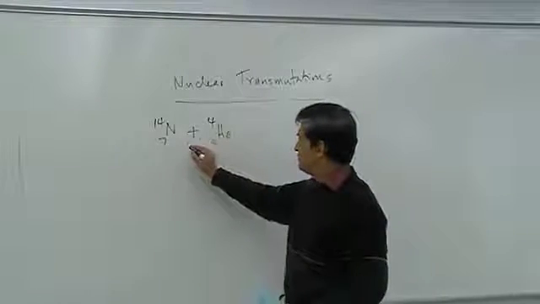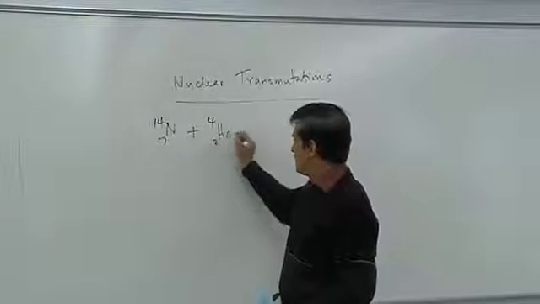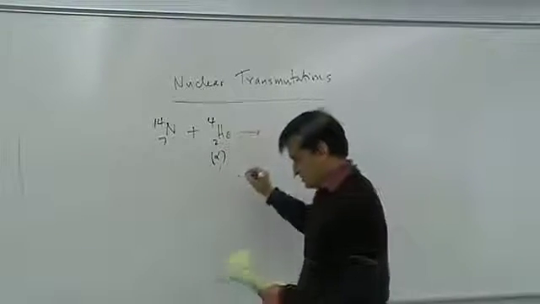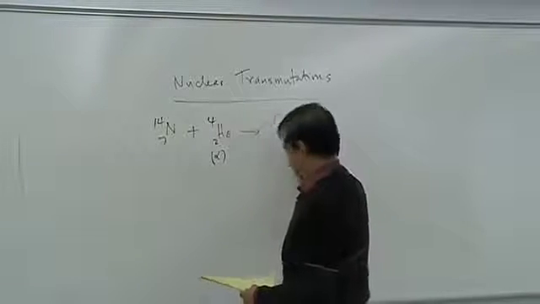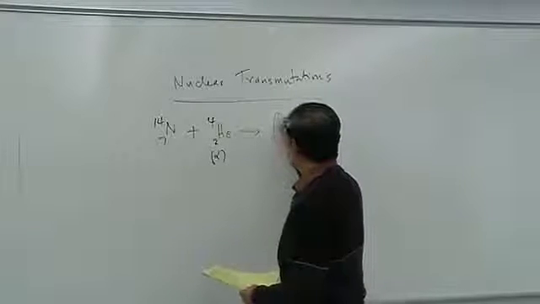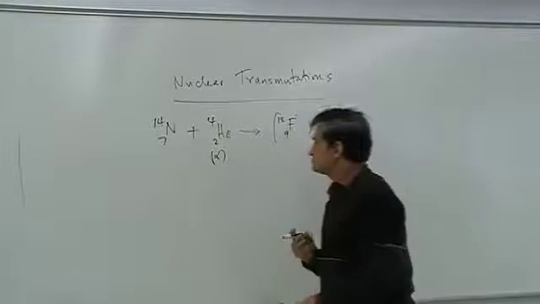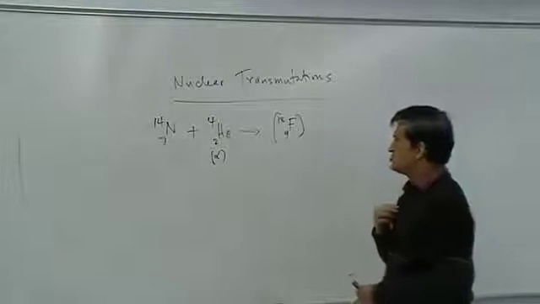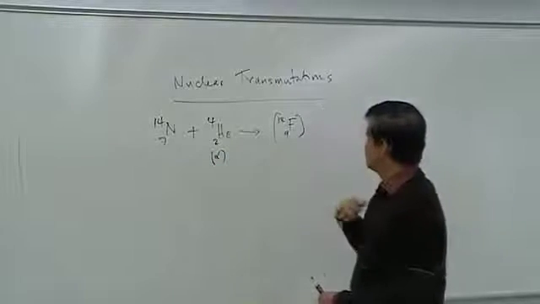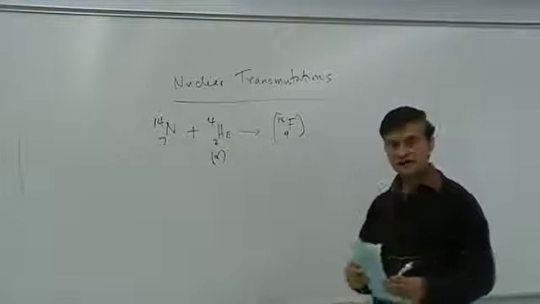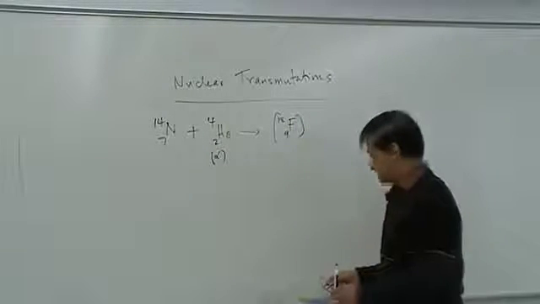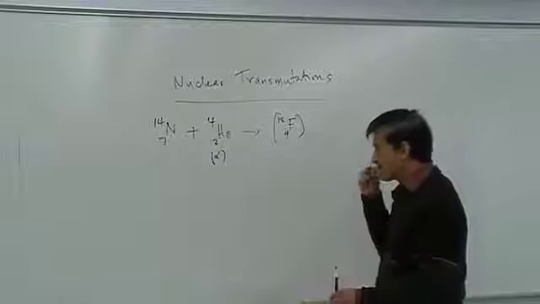I'll give you one example. When you react nitrogen with alpha particle, this is helium-4, 2, same as alpha particle, temporarily you are going to get fluorine 9, and on the top you'd have 18. Now what you need to do is add up these bottom numbers, that gives you 9, and atomic number 9 is fluorine. Make sure you have a periodic table with you. 14 plus 4, that's 18. That's the mass of fluorine.